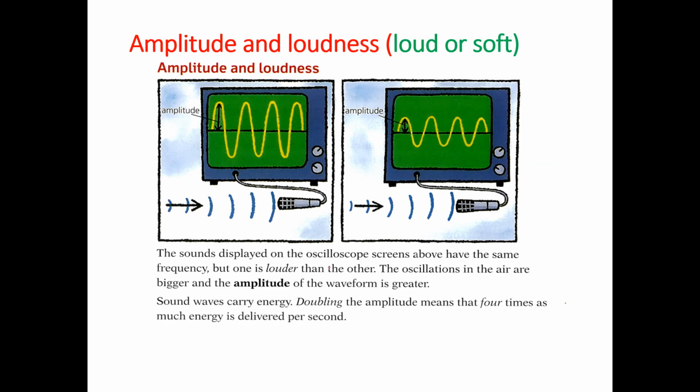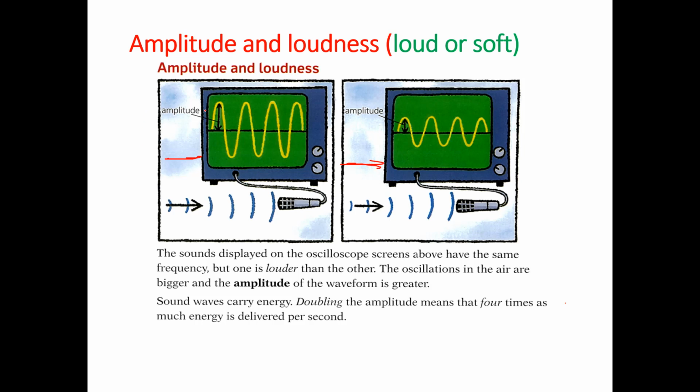Amplitude and loudness. When you are talking about amplitude, you are talking about how loud or soft the sound is. We explained the meaning of the word amplitude in the previous lessons, and we said it's the maximum distance the oscillation can reach. Now, if you look at these two oscilloscopes, what is the difference between the waves shown here? They differ by their amplitude. This wave is going higher than this one, okay? So the amplitude in this one is higher than this one.